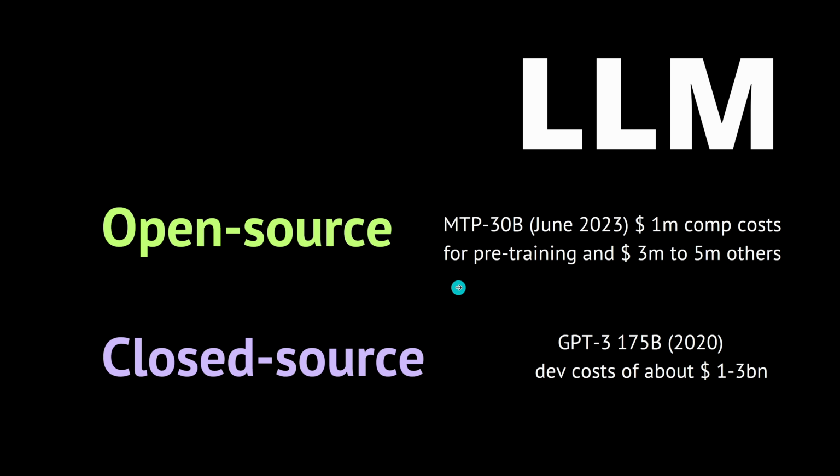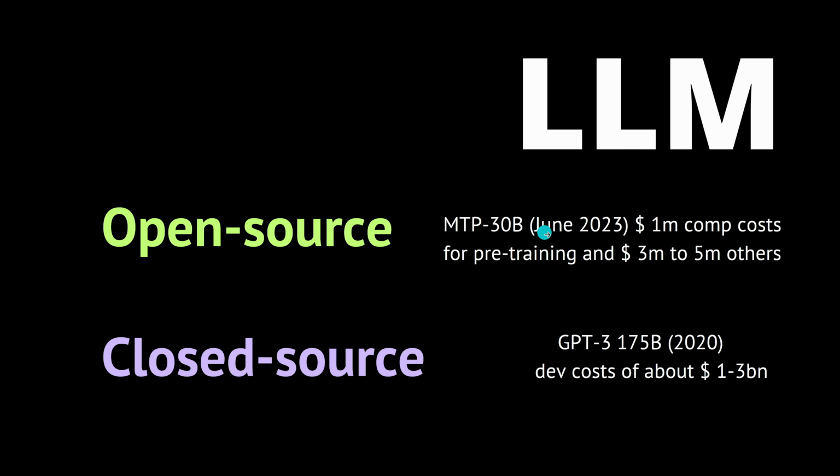Now, closed source. Let's look at GPT-3 for a moment. In 2020, three years ago, we had this 175 billion trainable parameter model, and Microsoft invested in OpenAI about 1 to 3 billion US dollars. So this gives us a rough guideline. This was in 2020, their main product.